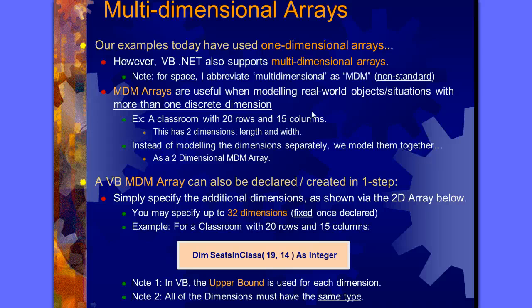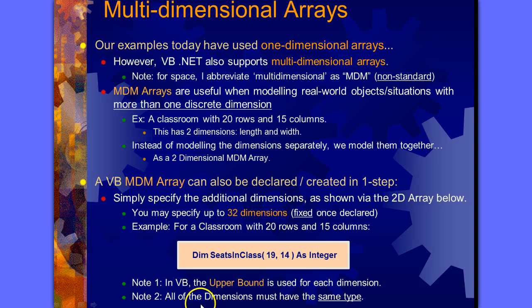Simply specify the additional dimensions as shown by the two-dimensional array below. You may specify up to 32 dimensions. Wow. So this is just 2 dimensions, but you can have up to 32 dimensions in here. But once you declare it, you can't change the number of dimensions. It's fixed. Example, for a classroom with 20 rows and 15 columns, you might say the seats in class are 19 and 14, right? Because 15 minus 1 is 14, 20 minus 1 is 19. Right? So, because we also have 0 and 0, that actually gives us 20 rows and 15 columns.